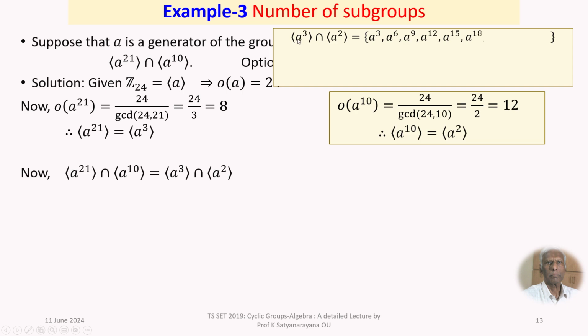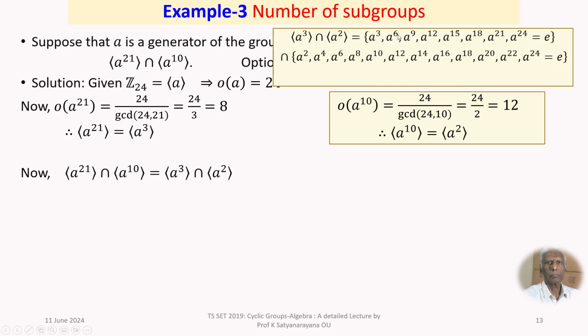So the cyclic subgroup generated by a cube intersection cyclic subgroup generated by a square. The cyclic subgroup generated by a cube is a cube, a power 6, a power 9, a power 12, a power 15, a power 18, a power 21, a power 24 is equal to identity. The cyclic subgroup generated by a square is a square, a power 4, a power 6, etc., etc. A power 24 is equal to e. They are 12 in number.